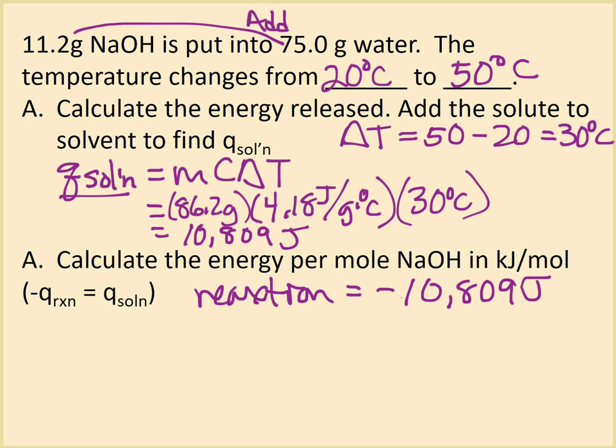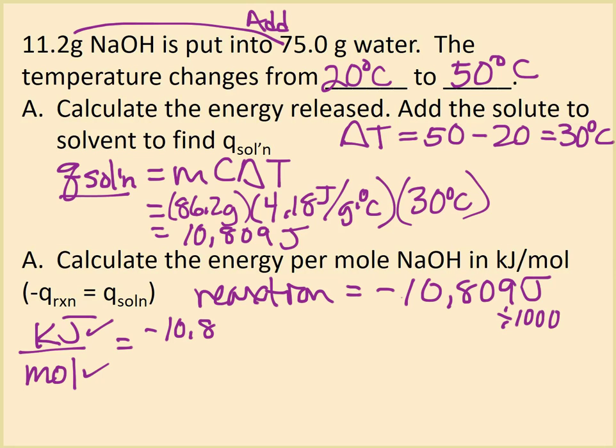Well, this says calculate the energy per mole in kilojoules per mole. And so kilojoules per mole is my formula. So I need to find the joules, I need to find the moles, and divide it. And make sure you pay attention to the sign. So the solution is a positive joules, but in my reaction, it would be a negative joules. It does want kilojoules, so I'm going to divide this by 1,000. So I get a negative 10.81 kilojoules.